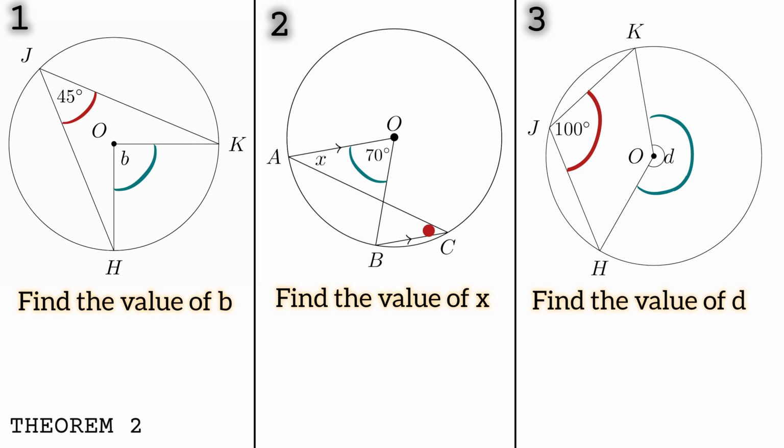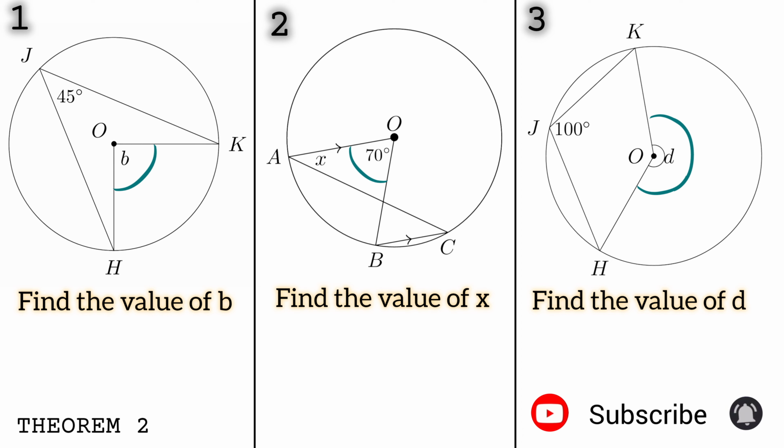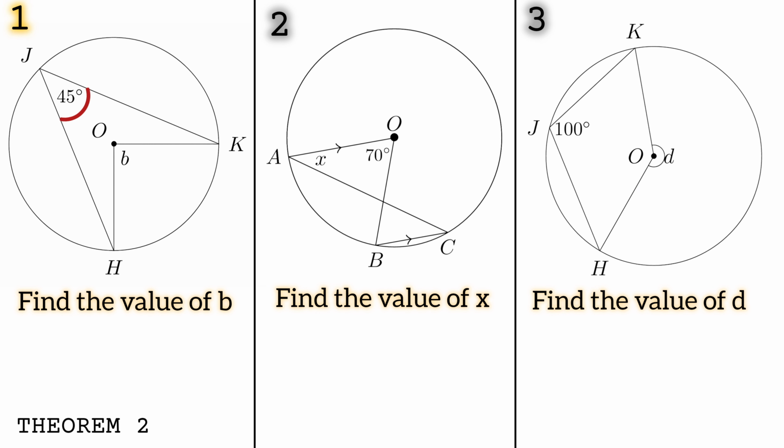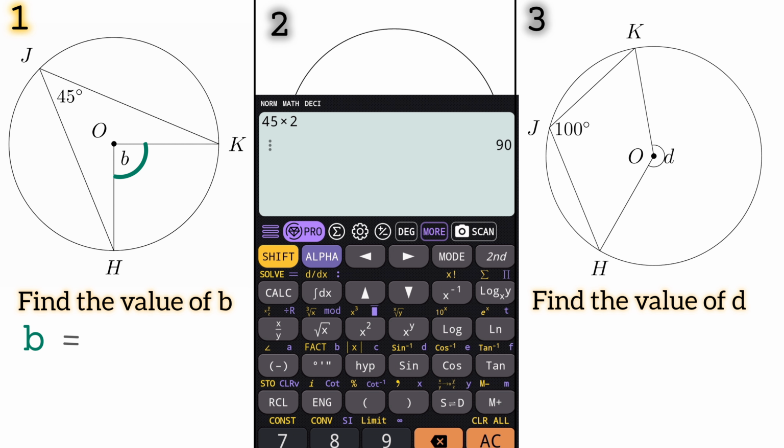We're going to be doing 3 examples in Theorem 2 because I want you to get a clear understanding in different examples. All you need to understand in this theorem is the angle at the center and the angle at the circumference. In the first example, we are given the angle at the circumference and we are looking for the angle at the center, which is the value of b. If the angle at the center is twice the angle at the circumference, and we have a 45 degrees angle at the circumference, to find the value of b, we multiply 45 degrees by 2, which will give us 90 degrees. So the value of b is 90 degrees.